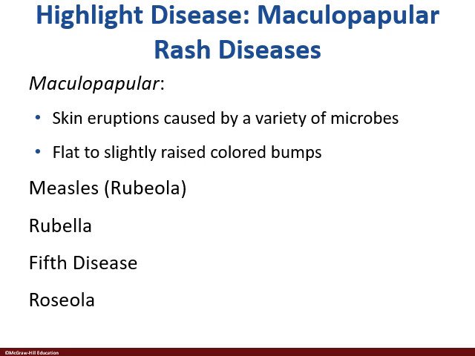Specifically, the diseases that have this: measles, rubella, fifth disease, roseola. Thing to keep in mind here: these are going to be infant, early childhood diseases. So age of the patient is also going to be something to take into account in the clinical setting when you're presented with a patient that has a rash. How old are they? Where is the rash? What does it look like?